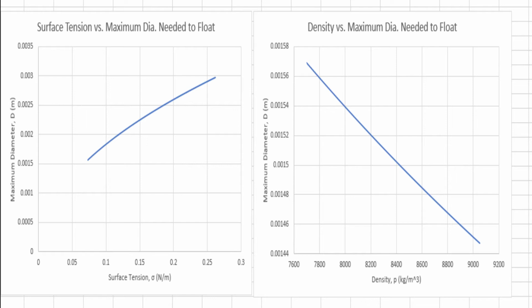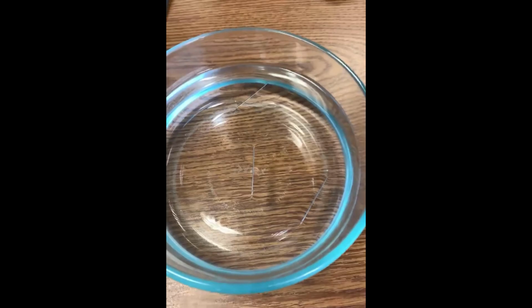If you look at the graph on the right, you can see that as density increases, the maximum diameter that the cylinder can have and still float decreases. So if you were to use something heavier than steel, it would need a diameter much smaller than 1.6 millimeters to float. And then you can see conversely that as density decreases, so if you were to use something lighter than steel, such as aluminum, the cylinder could have a much greater diameter than 1.6 millimeters and still float.